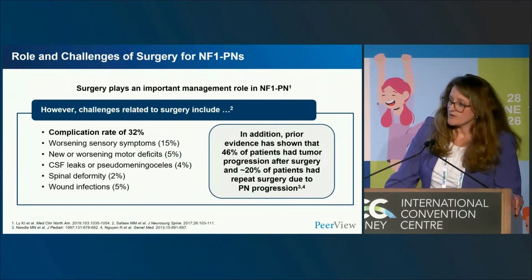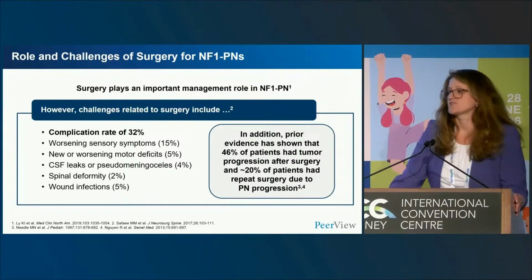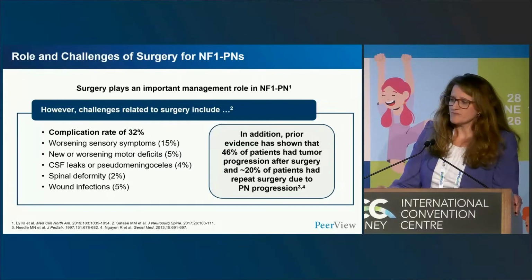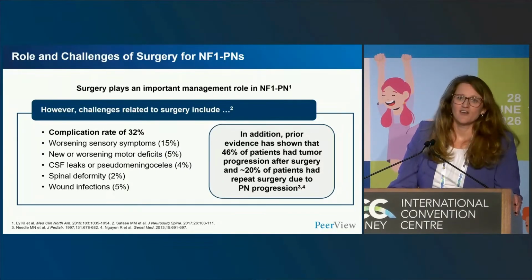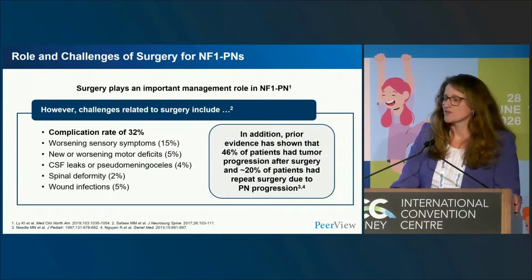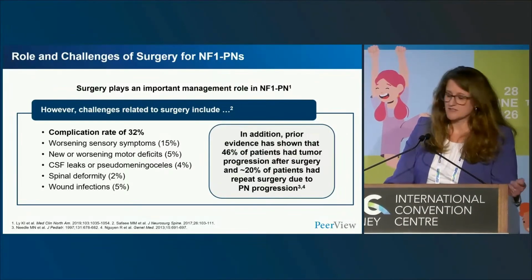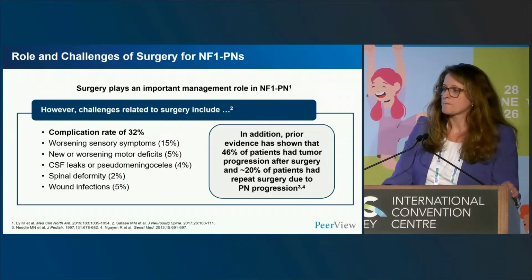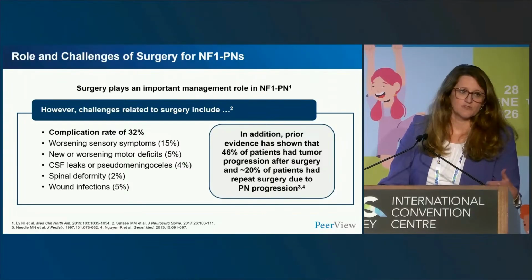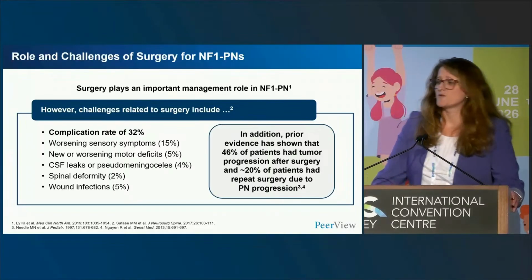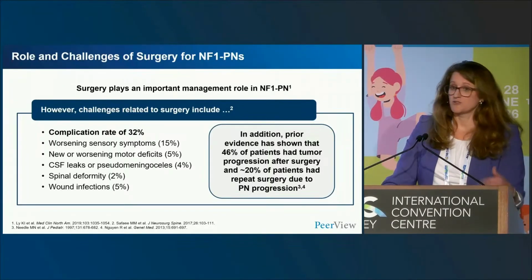Surgery does play an important management role in NF1-related plexiform neurofibroma, but there are many, many challenges. And if you read the literature on this, the numbers can be all over the place depending on what type of patient population was included. But in general, complication rates are as high as 32% after surgery. They can actually have worsening sensory symptoms after surgical resection of these tumors, new or worsening motor deficits. If we're dealing with tumors that are abutting the spine, CSF leaks or pseudomeningoceles, spinal deformity, certainly wound infections, also bleeding risks, right?